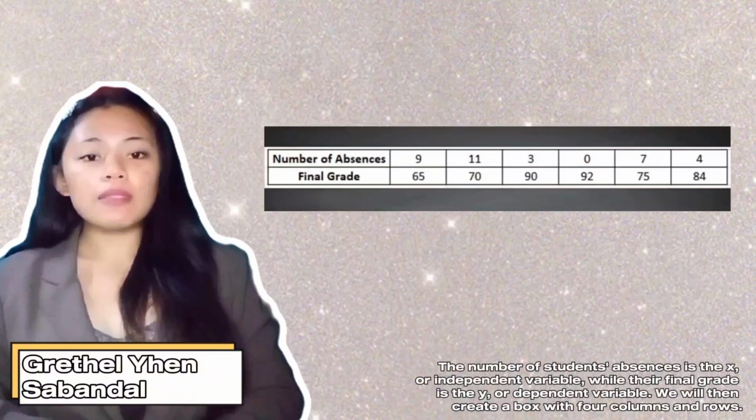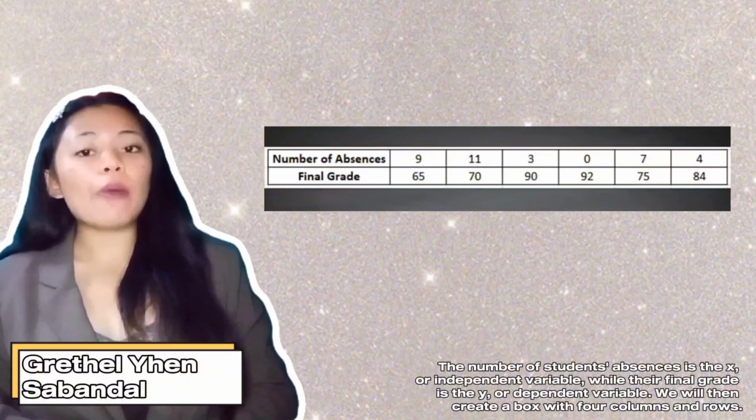The number of students' absences is the x, or our independent variable, while their final grade is the y, which is our dependent variable. We will then create a box with 4 columns and 4 rows. Let's separate now the x, y, x squared, and xy. These are the values of our x, and these are the values of our y. After that, we will calculate the column of x squared by multiplying the values of x a second time. After that, we will multiply the values of x and y.